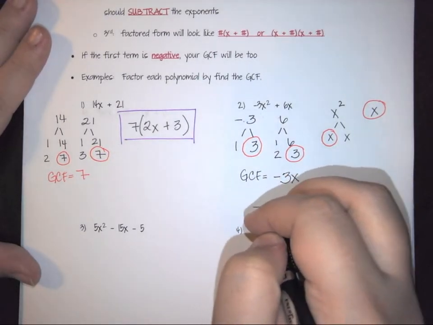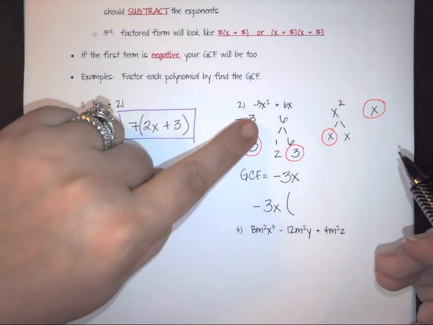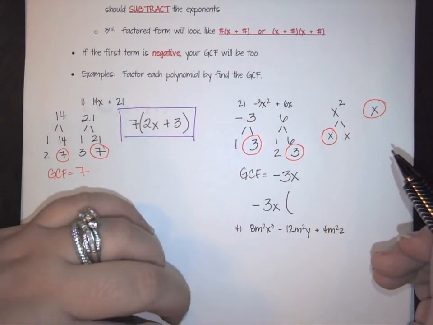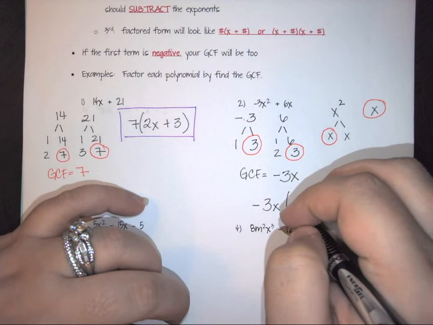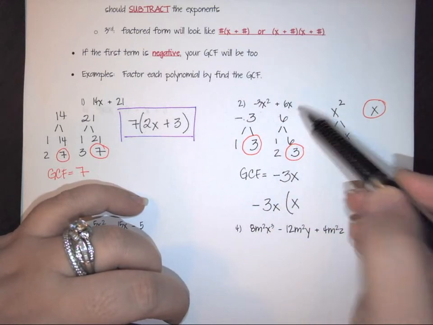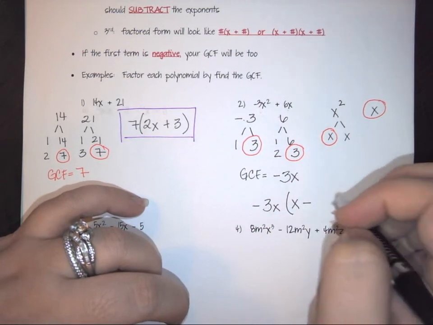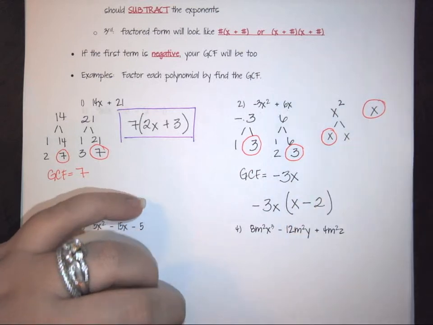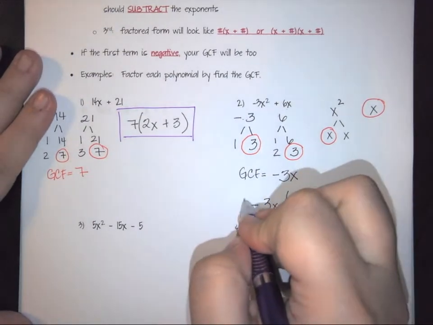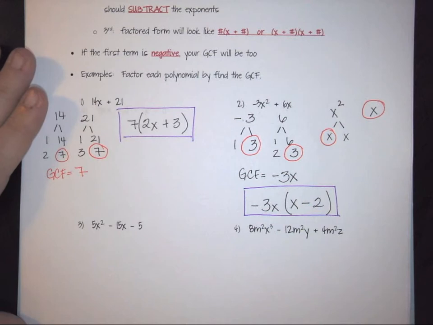So when I pull that out, it means I'm dividing it out of my expression. So when I pull the negative 3x out of x squared, this leaves just simply behind an x. If I pull a negative 3x out of a positive 6x, it's going to leave behind a negative sign. And then 6 divided by 3 is 2. And thus there we have it. So in this case, my factor becomes negative 3x times x minus 2.